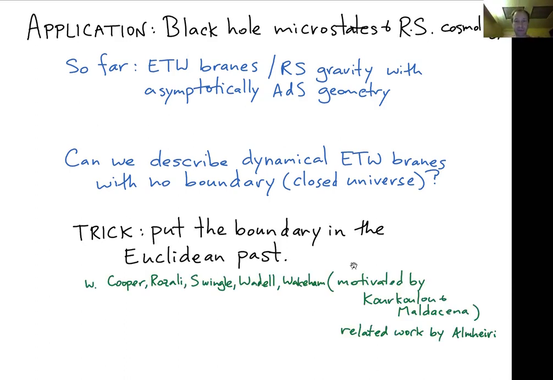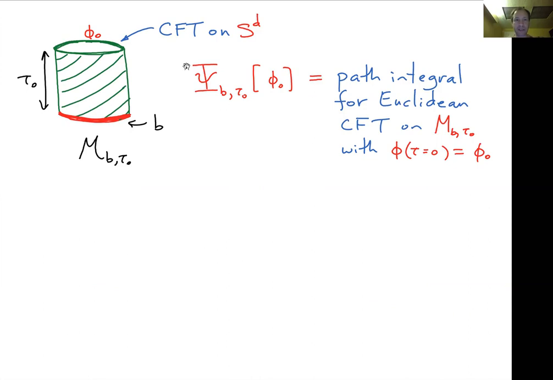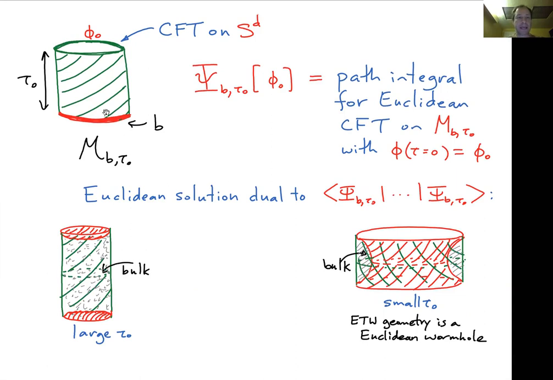And I'll just mention this, and this is what connects with Kourkoulou and Maldacena. Here, the way to do that is to, again, introduce a boundary to our CFT in the context of AdS/CFT. But now the boundary is in the Euclidean past. So we have some path integral. This picture is supposed to indicate, starting with the path integral that would generate the vacuum state of your CFT on a sphere, a semi-infinite Euclidean time direction.